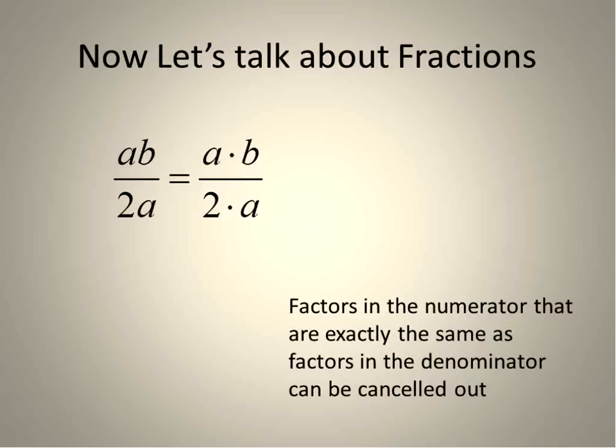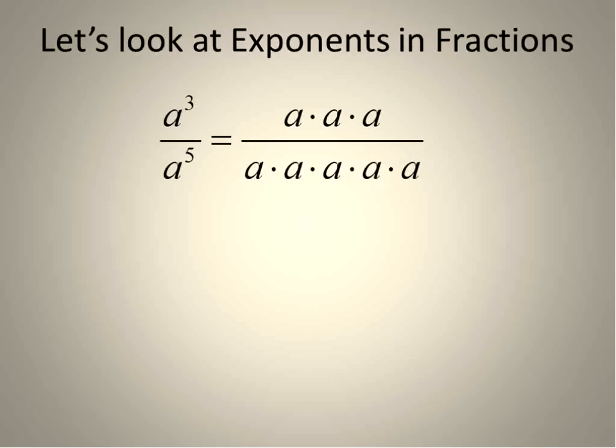Now what we can do to simplify fractions is get rid of every factor that is exactly the same on the top as on the bottom. So A and A are exactly the same on the top and bottom, so we can eliminate them. We're not getting rid of them, magically making them disappear. We're saying A divided by A is 1. And then we're multiplying 1 times B for the top and 1 times 2 for the bottom, which leaves us with B over 2. So we've talked about exponents, and we've talked about fractions, and next we're going to put those two together.